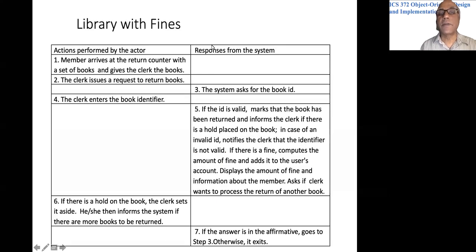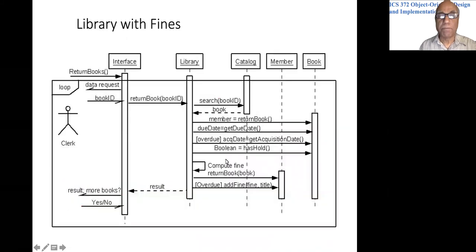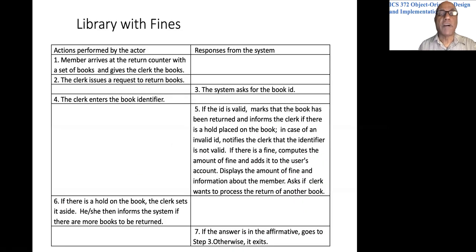Okay, this new functionality imposes fines if a book is returned late. So this library collects fines from users who return books late. So let's see what the use case is for returning a book. Member arrives at the return counter with a set of books and gives the clerk the books. So I'm basically reading this, nothing else. The clerk issues a request to return books.